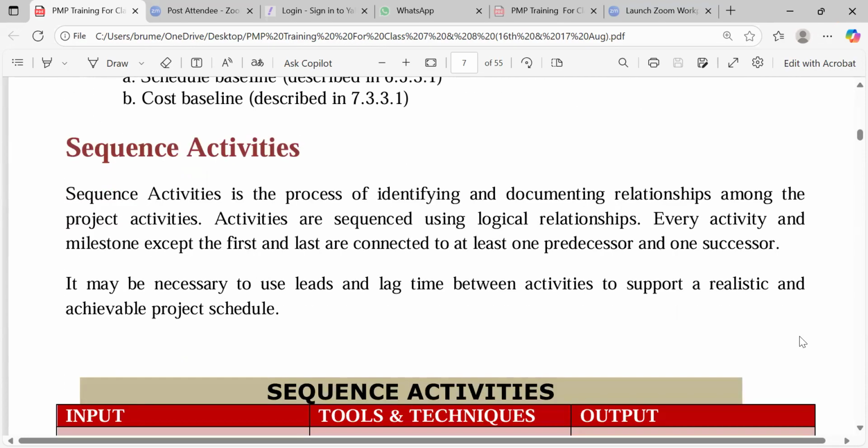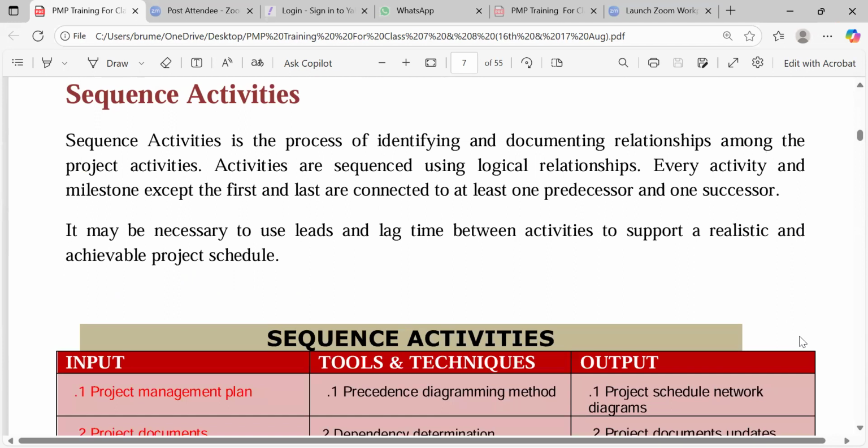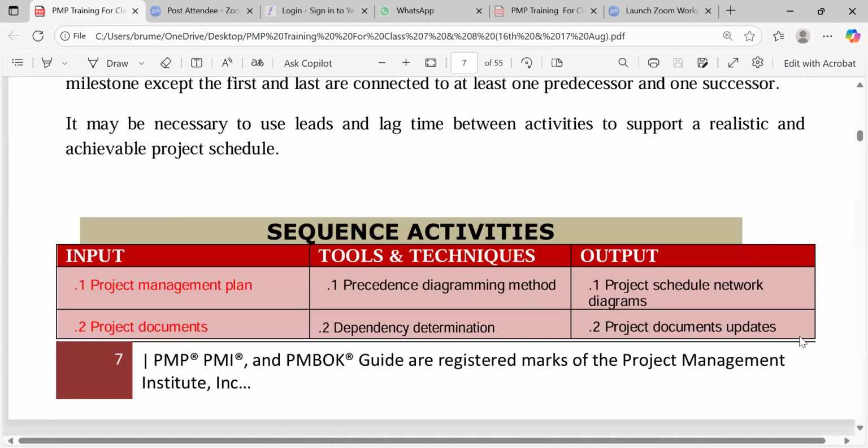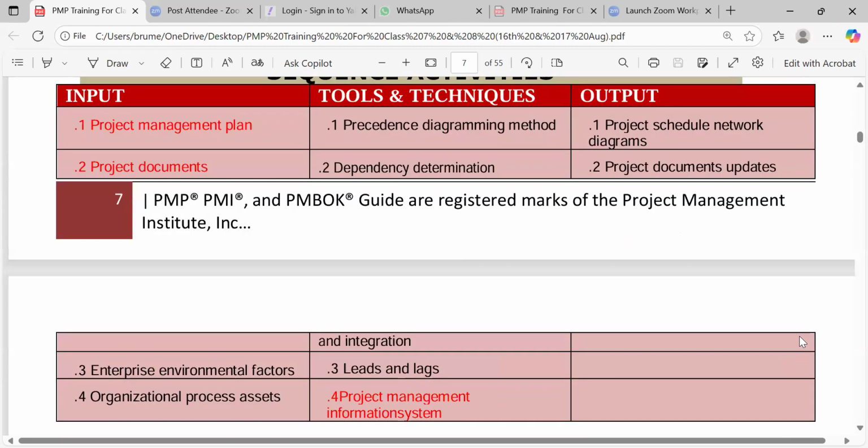You see that? This brings us to sequence activity. Like I said, sequence activity is the process of identifying and documenting relationship among the project activities. What comes before what? And then we use what is called leads and lag between these activities. I will explain that. I'll show you a diagram so you can understand what leads is and what lag is all about. So what are the inputs? We need a project management plan, because in the project management plan, we will see the schedule management plan. In the schedule management plan, we can now find the activity list, right?